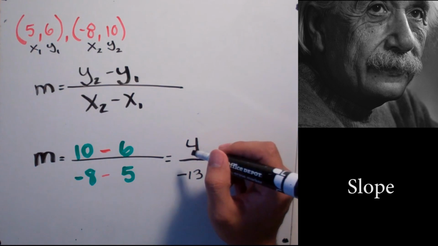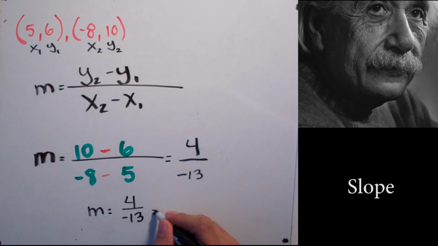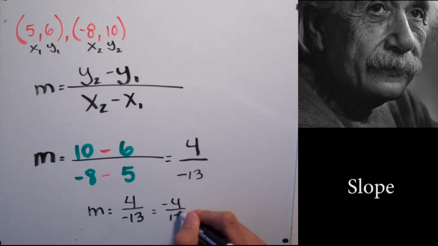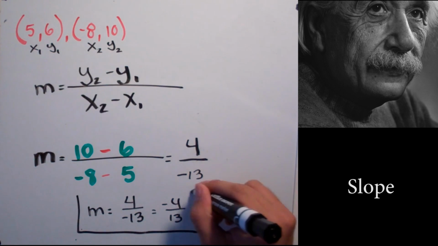I cannot simplify this, so I'm going to write m equal to positive 4 over negative 13. And if you were to get negative 4 over positive 13, let's say that minus sign were on the top, it's still the same thing. And that's my answer. I'll box both of those.